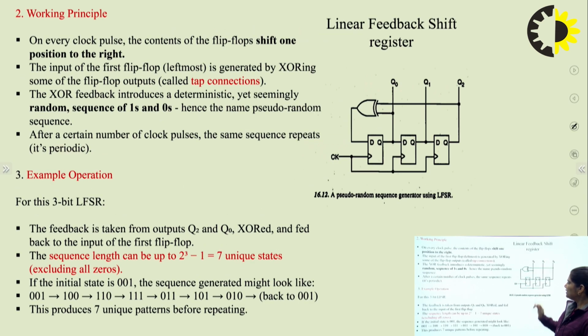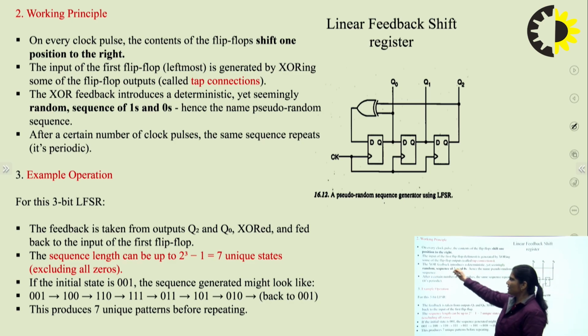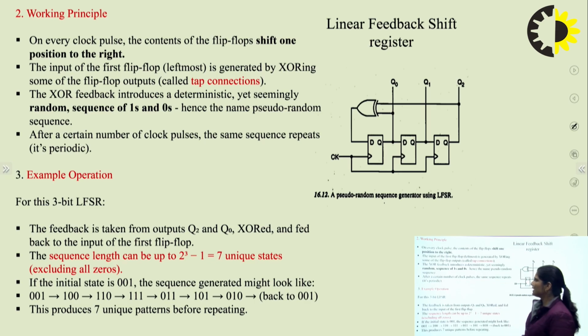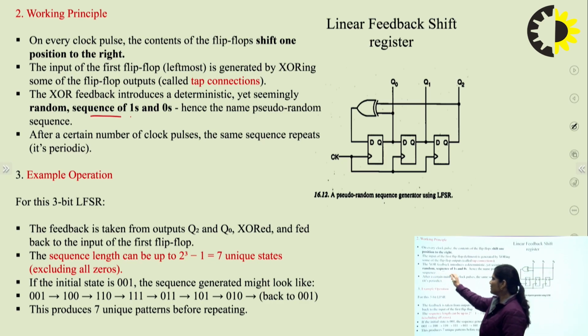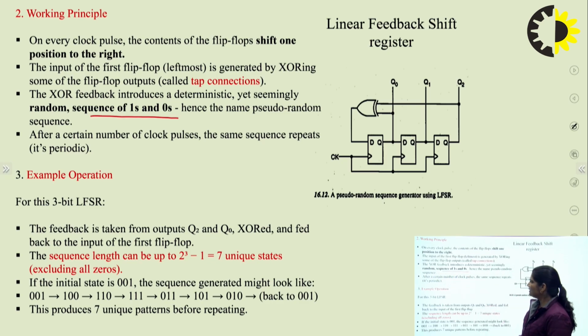Now if we have to implement this circuit, then on every clock pulse the content of the flip-flops shifts one position to the right. The input of the first flip-flop is generated by XORing some of the flip-flop outputs, which are known as tap connections. XOR feedback introduces a deterministic yet seemingly random sequence of zeros and ones, hence its name is pseudo-random sequence. After a certain number of clock pulses, the same sequence repeats periodically.